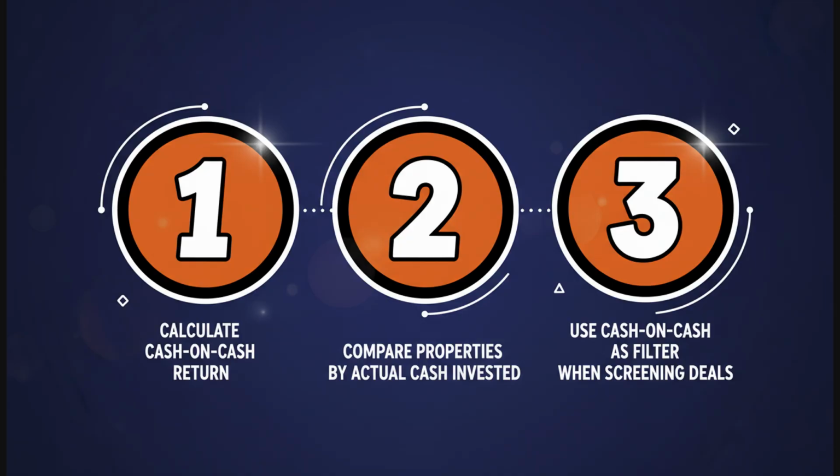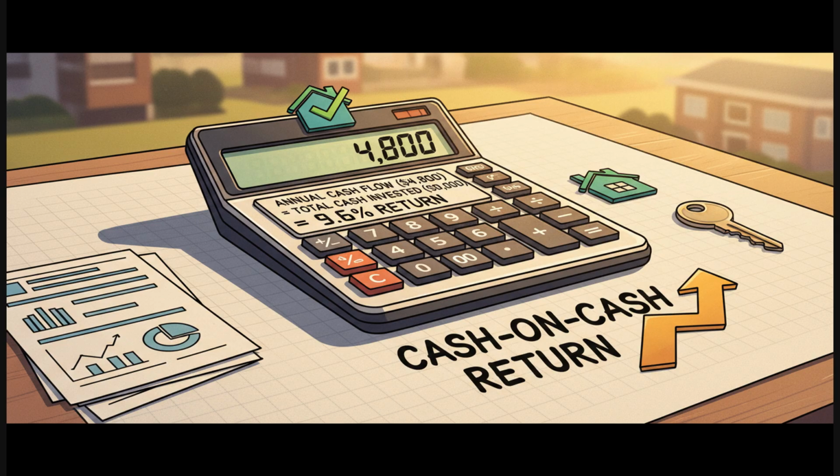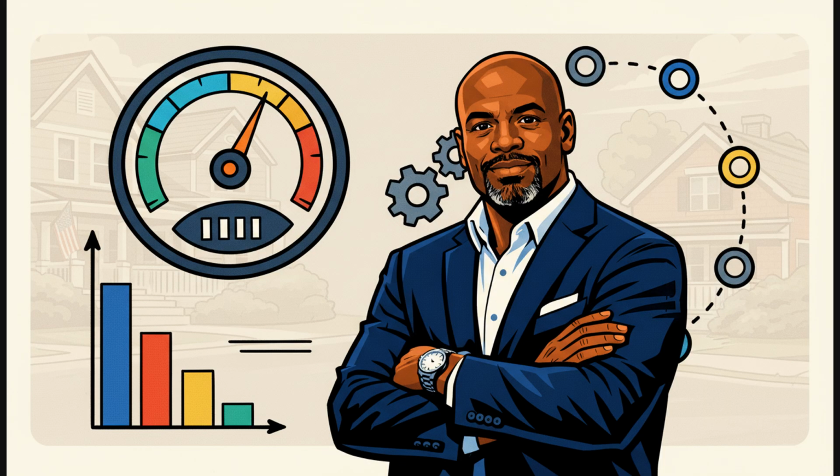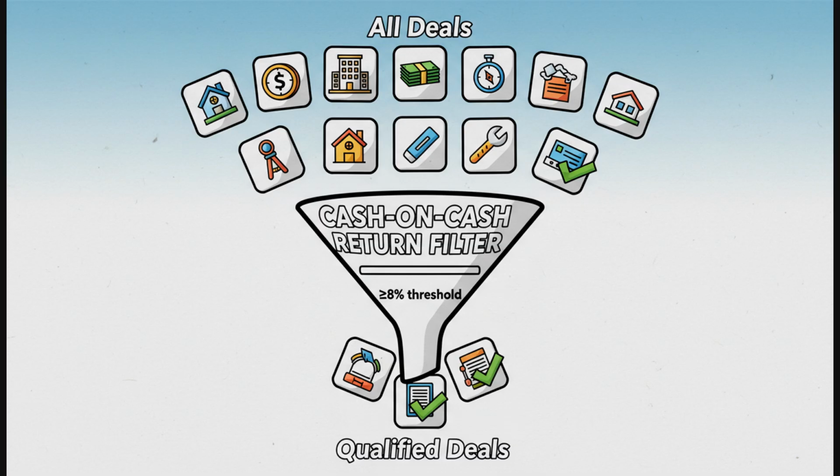So there you go. 3 things you can do starting today. Calculate the cash on cash return on any rental property before you buy it. Compare properties based on the return on your actual cash invested, not the purchase price. And use cash on cash return as your first level filter when screening deals.